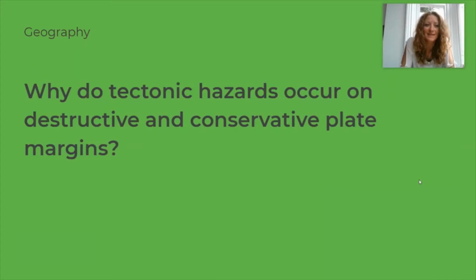So our title for today's lesson is Why Do Tectonic Hazards Occur on Destructive and Conservative Plate Margins? So please can I ask you to write out the title. It's a question, so remember your question mark. And if you have a ruler, can you underline it and make it look really smart? Now, there's two key terms in this title that are going to be really important moving forward. So we've got destructive and conservative. Now, they are going to feature heavily in today's lesson, so it might be worth highlighting them in your title.